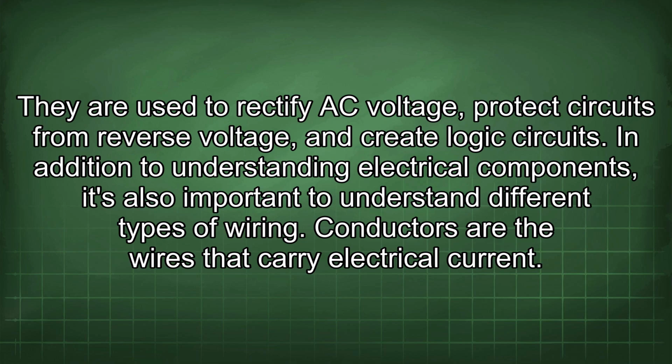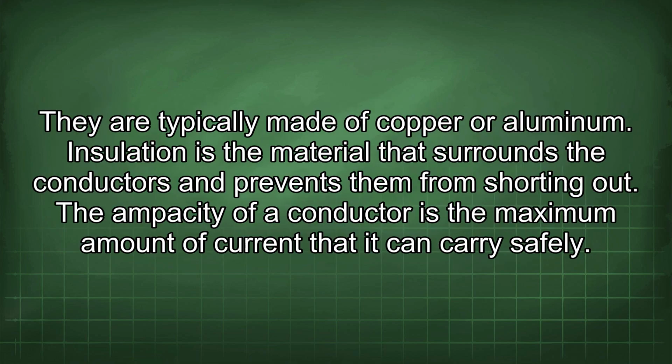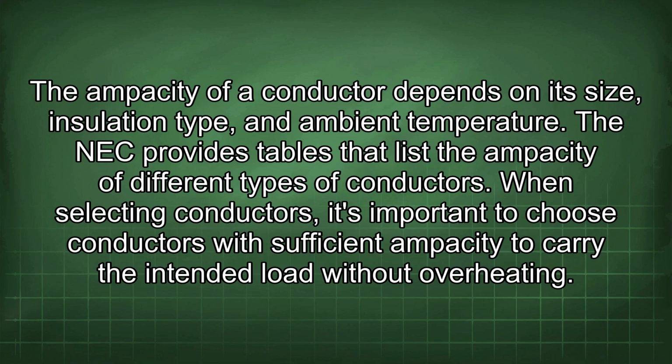In addition to understanding electrical components, it's also important to understand different types of wiring. Conductors are the wires that carry electrical current. They are typically made of copper or aluminum. Insulation is the material that surrounds the conductors and prevents them from shorting out. The ampacity of a conductor is the maximum amount of current that it can carry safely. The ampacity of a conductor depends on its size, insulation type, and ambient temperature. The NEC provides tables that list the ampacity of different types of conductors.